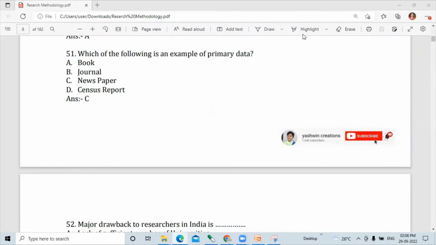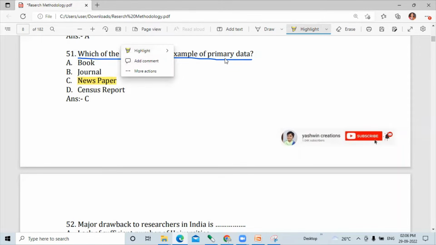Which of the following is an example of primary data? You can observe book, journal, newspaper, census, report. So what is the example of primary data? The answer is newspaper. The example is newspaper.